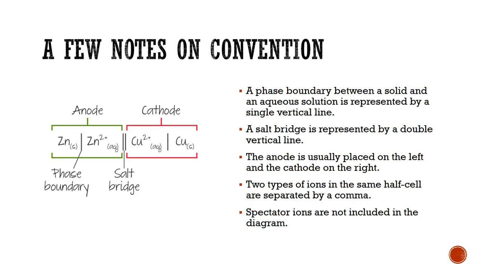There is another way that we can show cell convention, and that is we always draw the anode on the left, cathode on the right. We use a double vertical line to denote a salt bridge, and then a phase boundary, i.e. this is solid and aqueous, between the electrode and the electrolyte. We tend to not draw these in exams, but we do need to be able to recognize them if something like this was shown in an exam question.